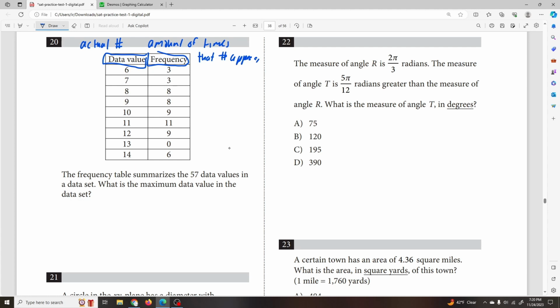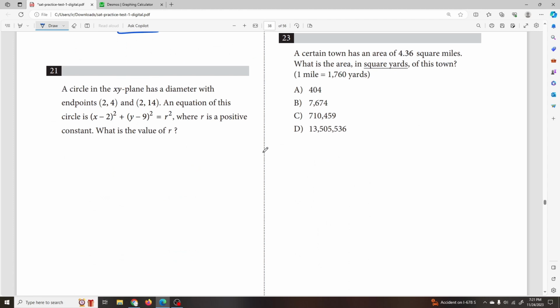Right, so the actual number 6, the value of 6, appears 6 times. So you have 6, 6, 6. So it's asking me what is the maximum data value in this data set? So what is the biggest number in this data set? The biggest number is obviously going to be 14. That's all. And 14 occurs 6 times, by the way.